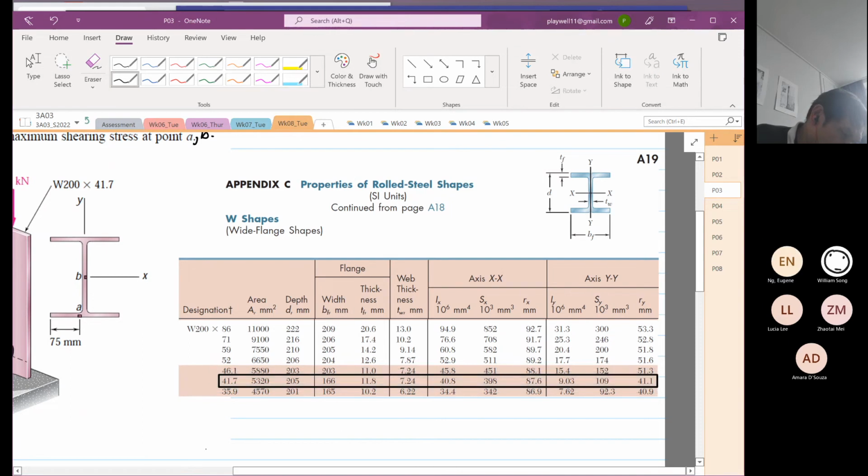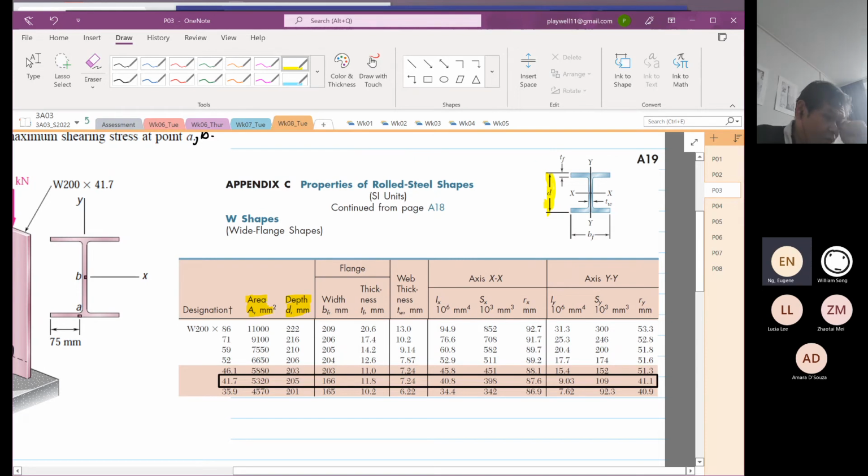Okay, so you can see the data that we have. What is provided are the cross-sectional area and the depth D. So this is what they mean by depth D.